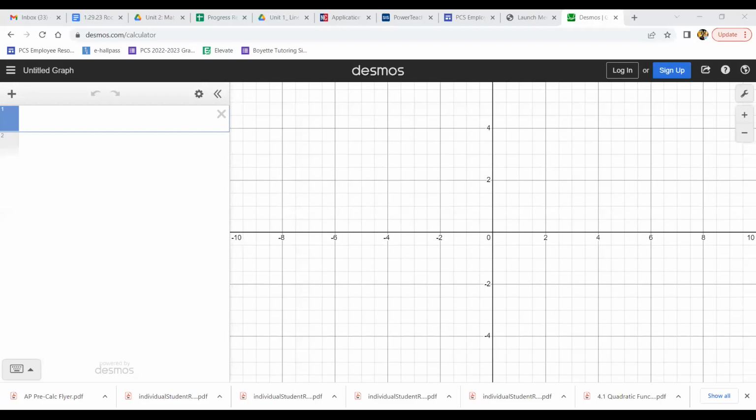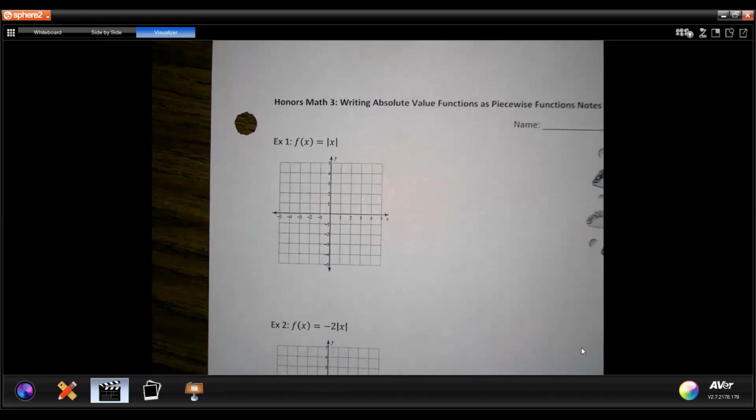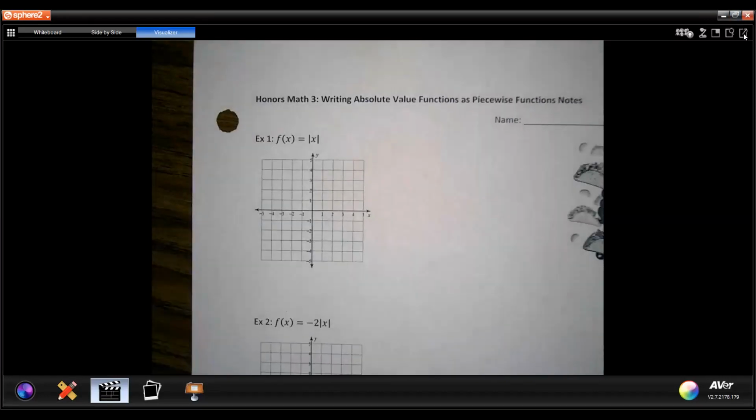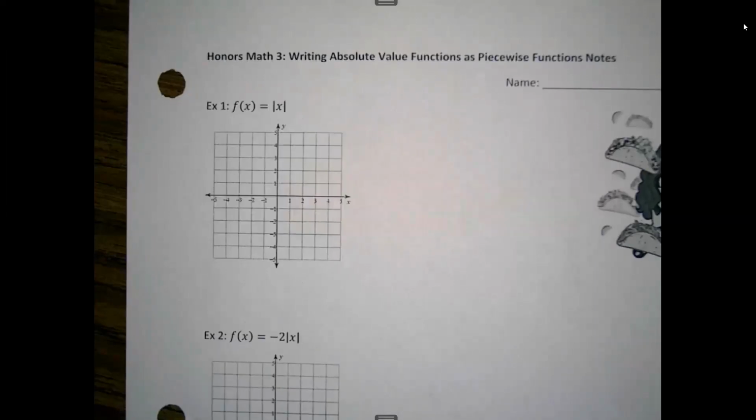All right. So if you look at your worksheet, here we are. We're going to be taking absolute value functions and writing them as piecewise functions.